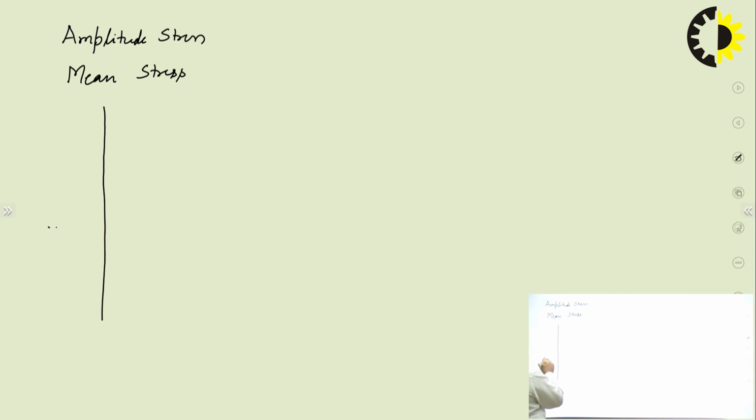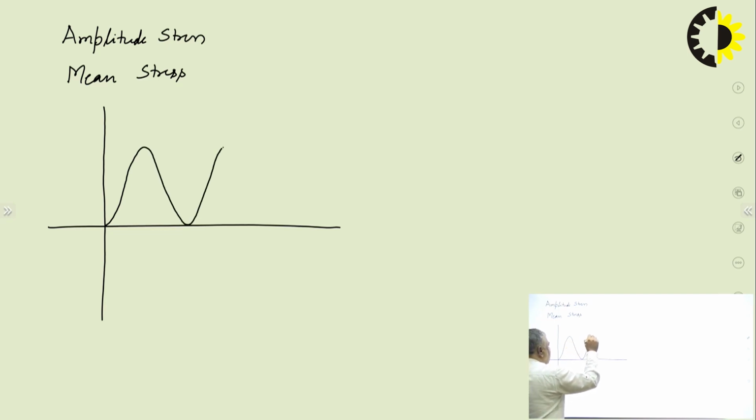So here I will start. This is amplitude stress, and before that we should understand the mean stress. So take an example of repeated stress. This will be easier. Maximum magnitude I will consider the same. This is repeated stress.